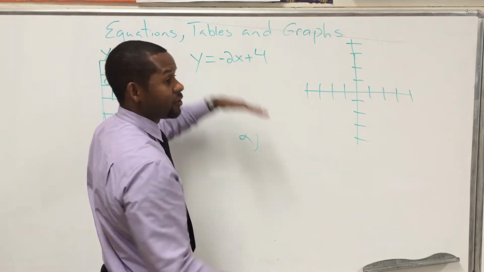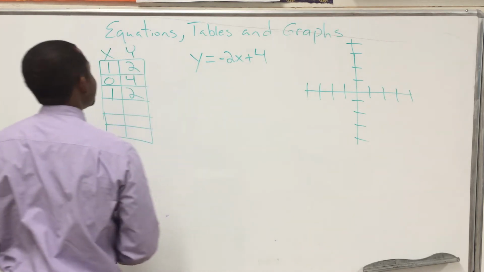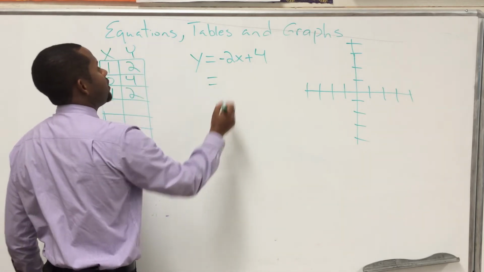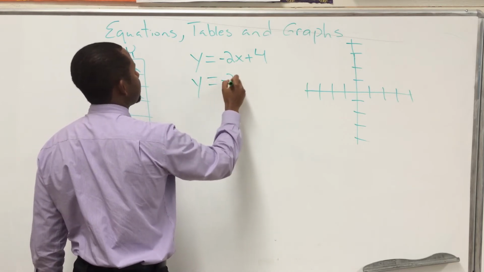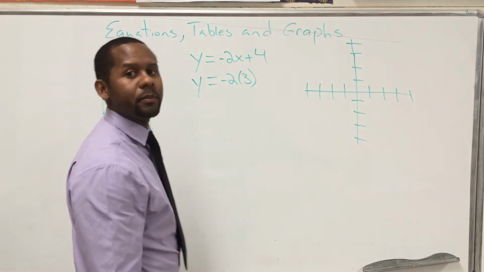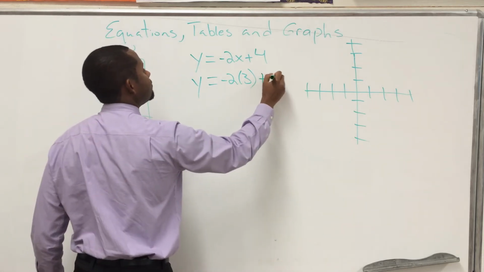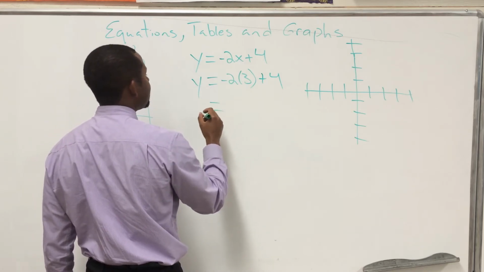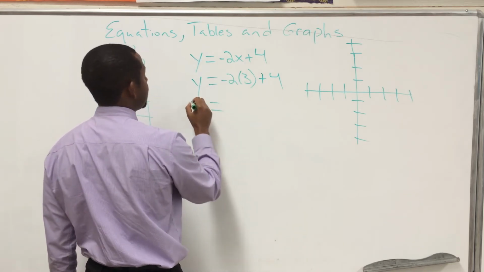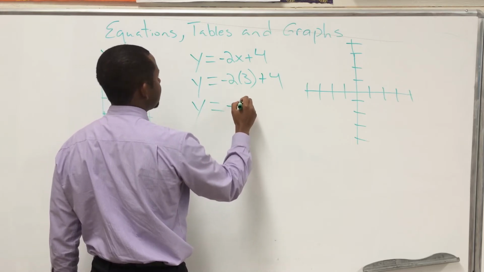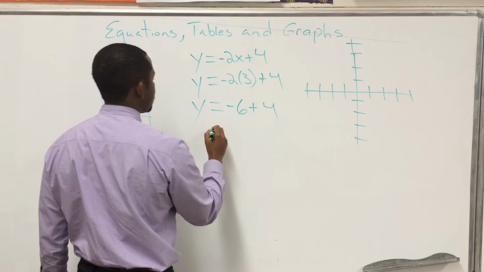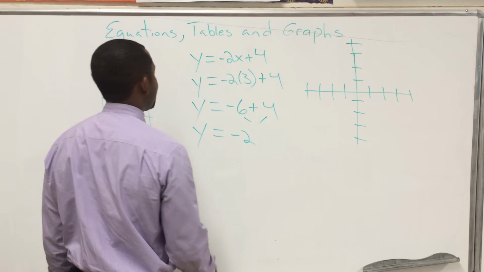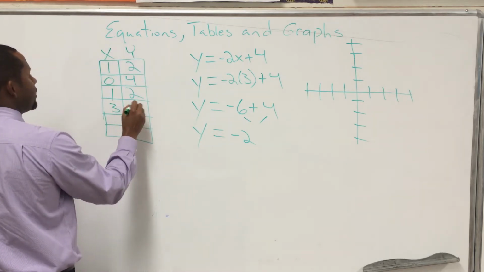This time, hopefully you're continuing to rewrite them, you're not erasing them. This time we're going to say x is 3. y equals -2. This time I want to know, what is y going to be when x is 3? So when x is 3 in this equation, y becomes what? Well, you just did it and you said, okay, that is -6 plus 4, that is -2, right? So you just found 3, -2.